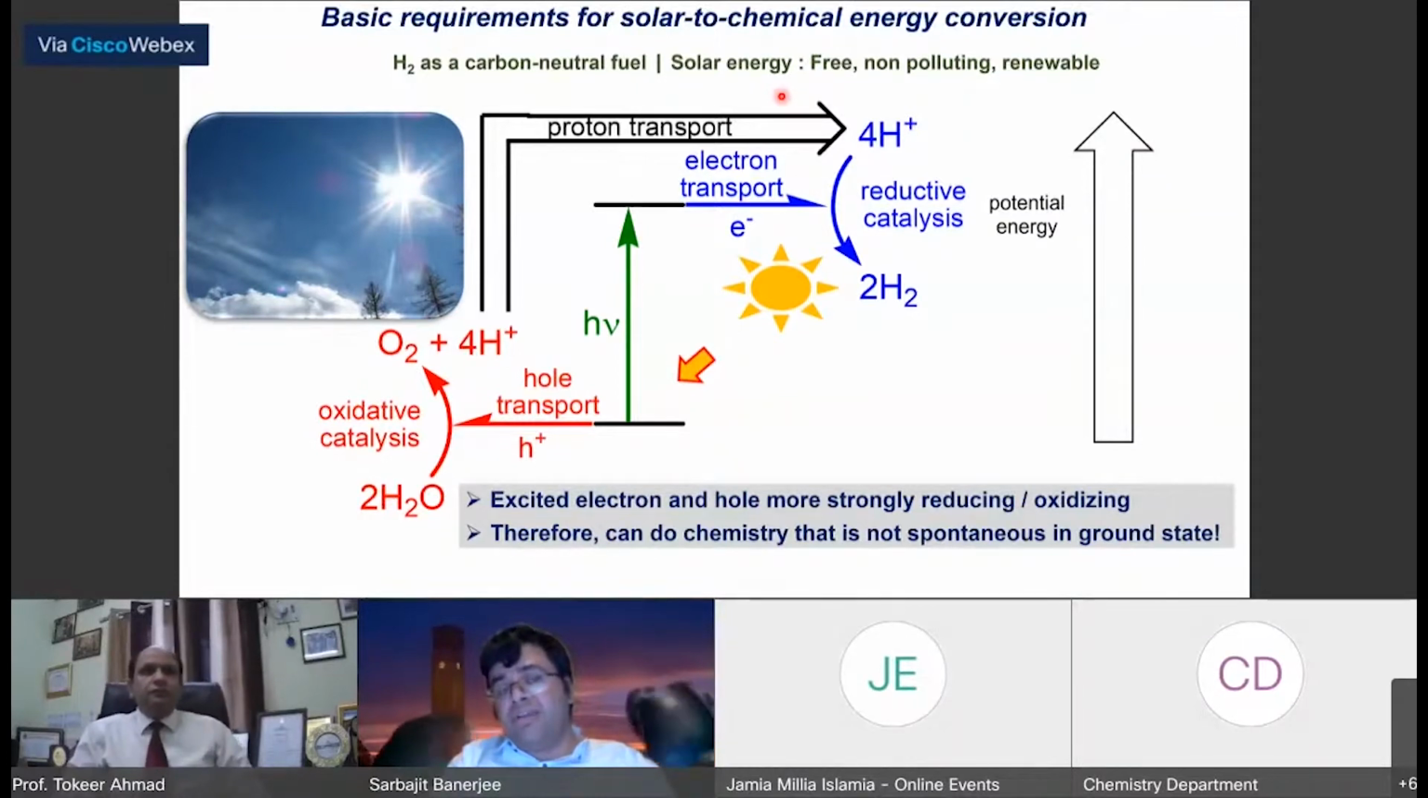And if you can generate hydrogen from water, and if you can do it using solar energy, which is a free and non-polluting source and a renewable source, that would be ideal, because that would really make a difference, because we could be essentially harvesting the solar energy, storing it in the form of hydrogen, right? So how do you do this?